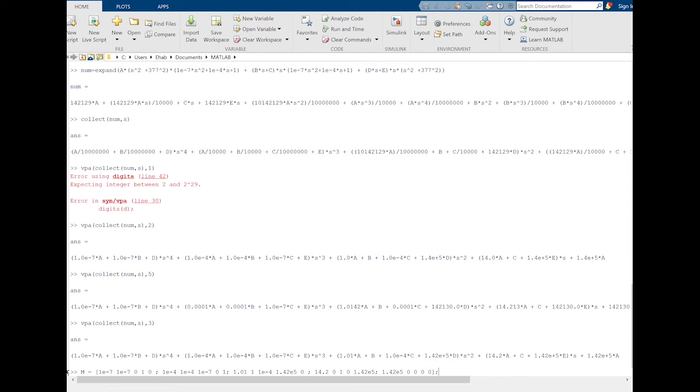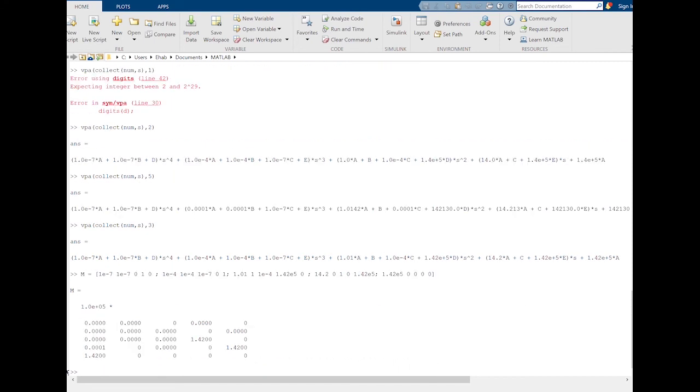If everything is correct, we should get a 5 by 5 matrix. Let's check if we do that. We do get that. Okay, and then we want to compare that to the numerator.